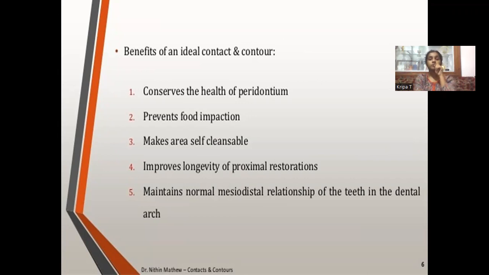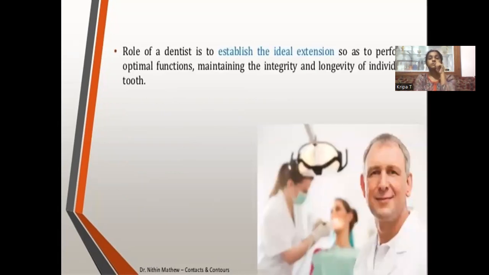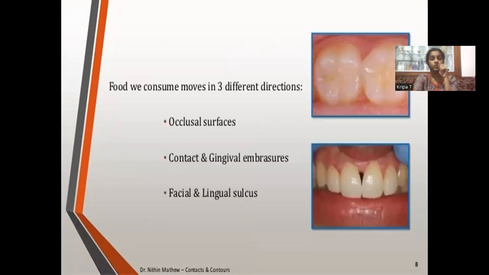So what all are the benefits of an ideal contact and contour? This will conserve healthy periodontium, prevent food impaction, makes a self-cleansable area, improves longevity of proximal restoration, helps to maintain normal mesiodistal relationship of teeth and dental arch. So as a dentist, we play an important role in establishing the ideal extension so that the tooth can perform well in the oral cavity for long.